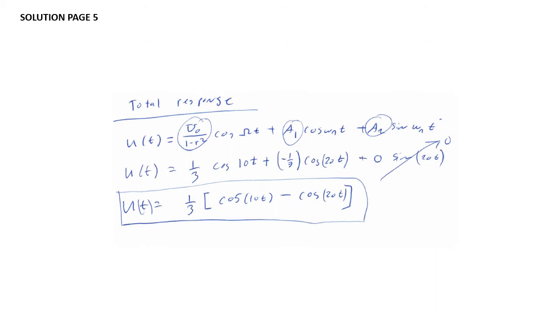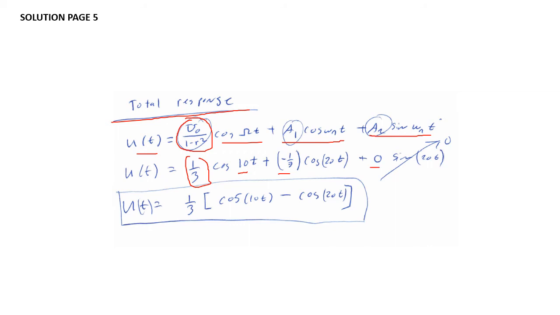Next, we're going to use our total response equation. We have u of t equal to the same expression we've seen before, u naught over 1 minus r squared, times the cosine of omega t, plus A1 cosine omega n t, plus A2 sine omega n t. Back into this general expression, plug in our known values. We already solved this to be 1/3, we know our omega is 10, we now have A1, which is negative 1/3, and we now have A2, which is 0.